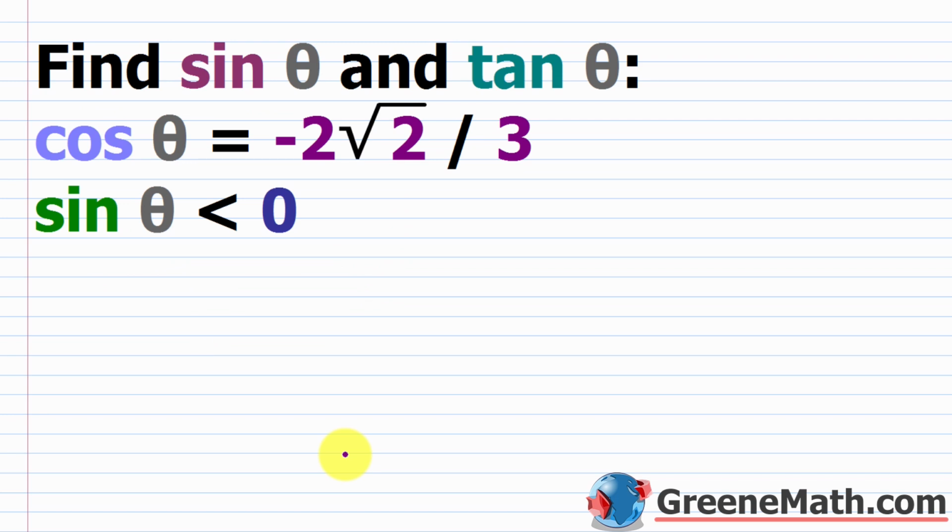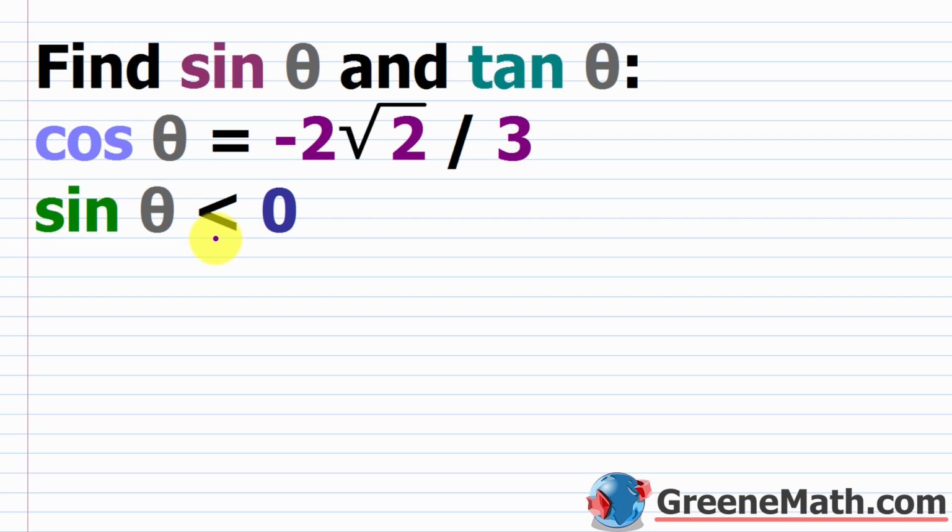So we have: find sine of theta and tangent of theta, given the fact that our cosine of theta is equal to -2 times the square root of 2 over 3, and sine of theta is negative. So cosine of theta is negative here. Where is cosine of theta negative? Well, it's negative in quadrants 2 and 3. Where is sine of theta negative? It's negative in quadrants 3 and 4.